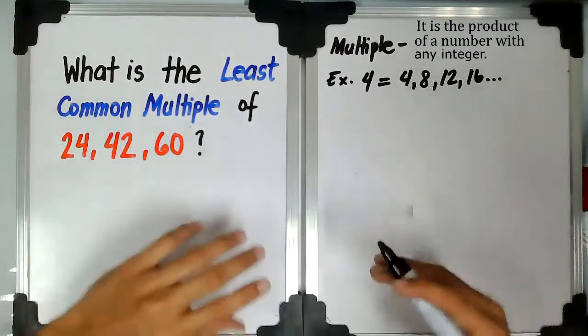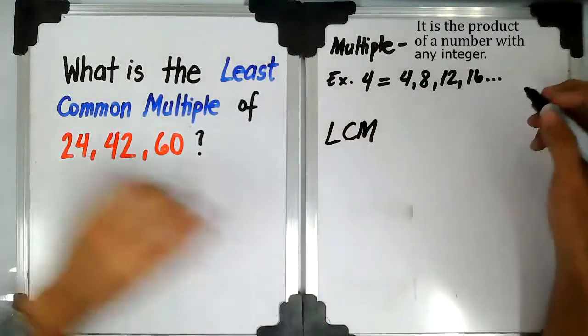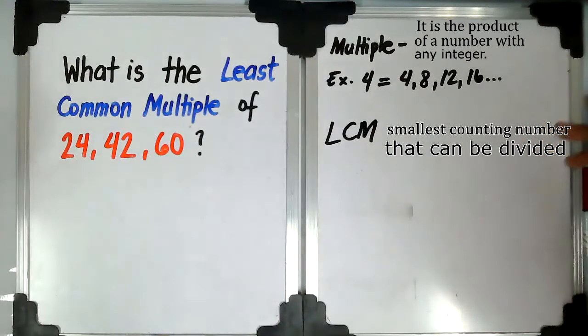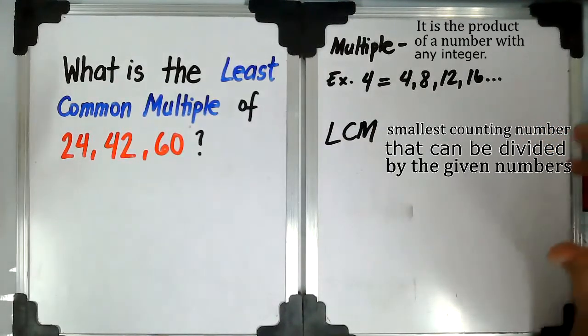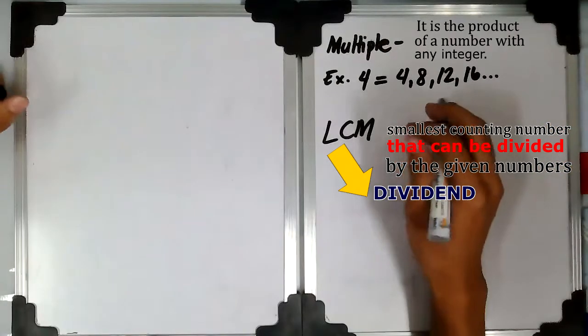Alright, so now what is LCM, or the least common multiple? From the word itself, it is the smallest counting number that can be divided by the given numbers. So from the words can be divided, this one serves as a dividend. Alright, let's have an example.